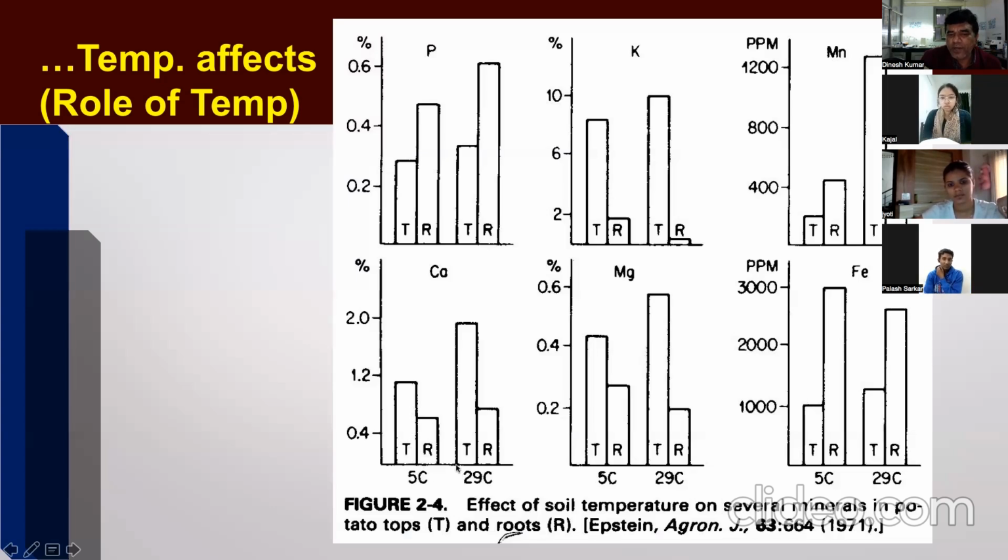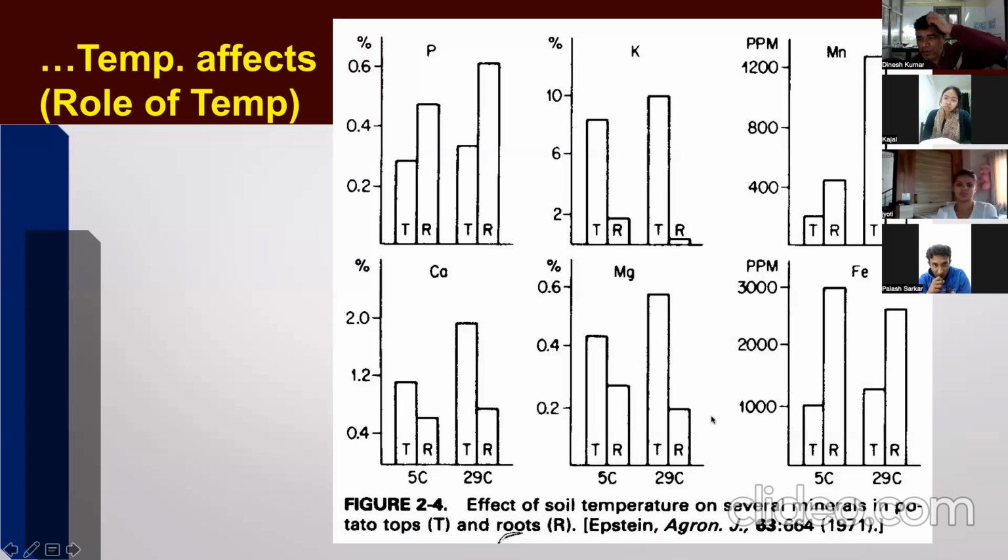But if you increase the temperature, the trend is the same, but the concentration at 29 degrees centigrade is much higher in shoot than at 5 degrees centigrade. Similarly, the concentration of calcium is higher at 29 degrees centigrade in root than at 5 degrees centigrade.